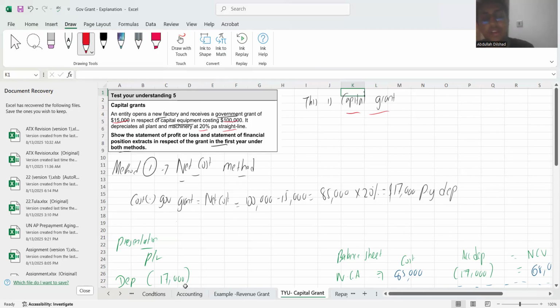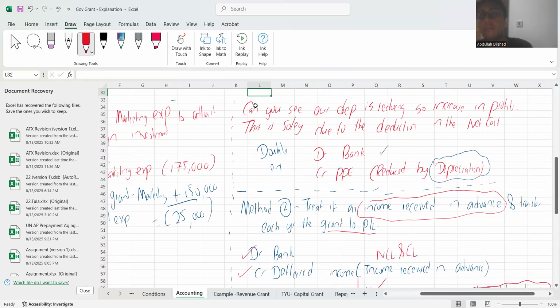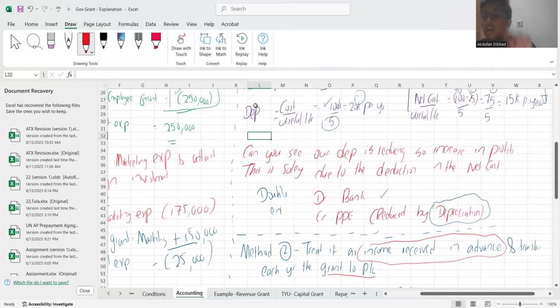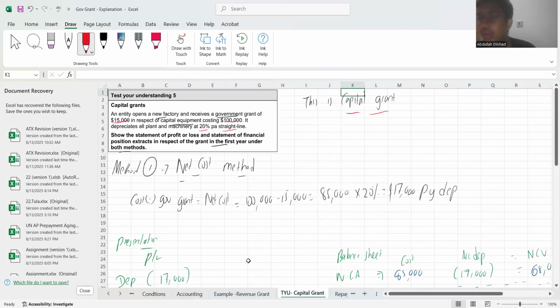We learned here, there are two different methods that we learned. So now what I want y'all to do is pause this recording, watch this, and try to do your test to understand. After y'all are done, resume the recording and try to see whether your answer and my answer match. Okay. So let us go according to our first method, which is your net cost method.